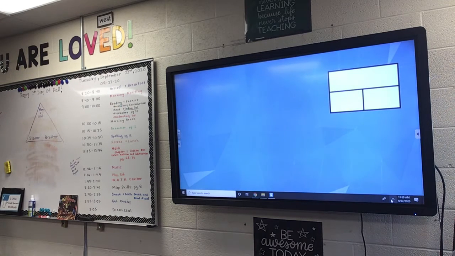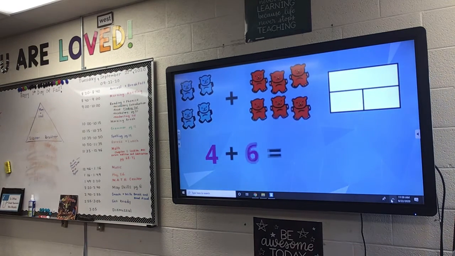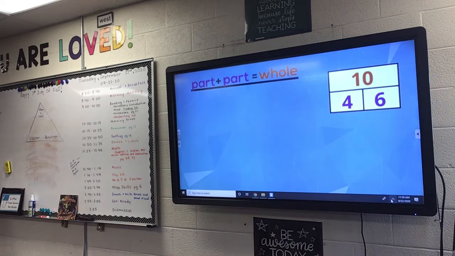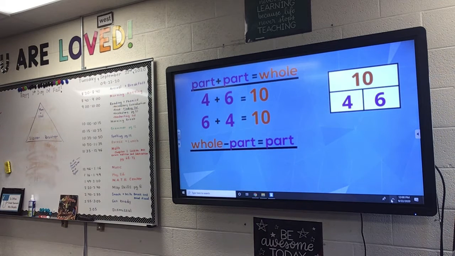Let's have a look at another example. 4 plus 6. Our two parts are 4 and 6. Let's add our two parts to find our whole. 4 and 6 equals 10. Our whole is 10. Part plus part equals whole. 4 plus 6 equals 10, and 6 plus 4 equals 10. Whole take away part equals the other part. 10 take away 4 equals 6, and 10 take away 6 equals 4.